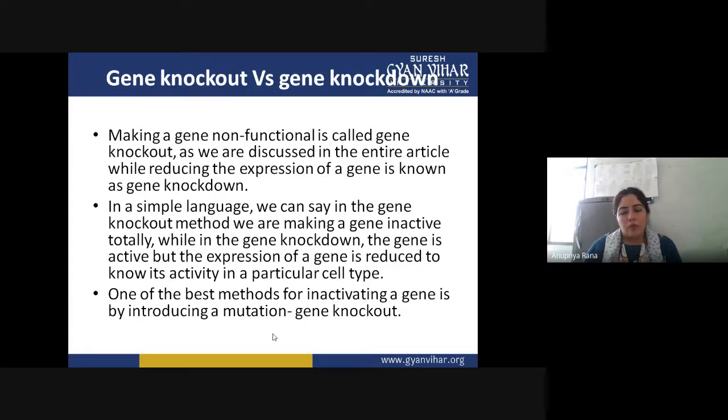But in the knockdown process, there is no surety. This is 90 and 10 percent chances: 90% chances that the variation can happen, but 10% chances that the variation cannot be done. That is chance based. But in the gene knockout process, there is 100% surety of not having that particular gene's protein in that organism.